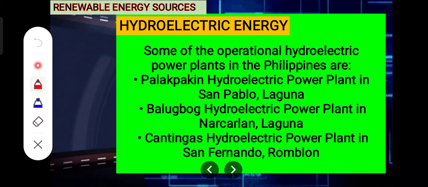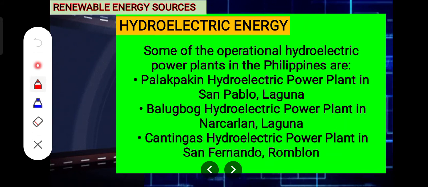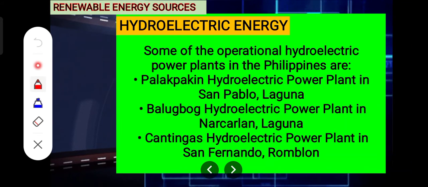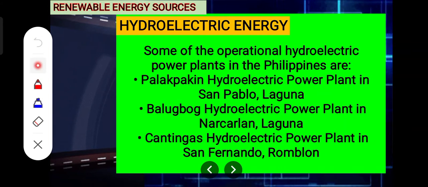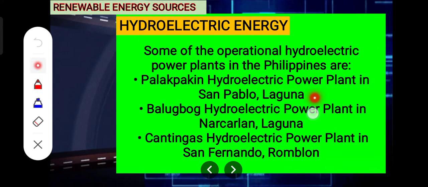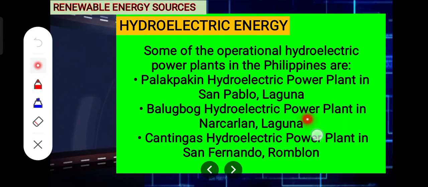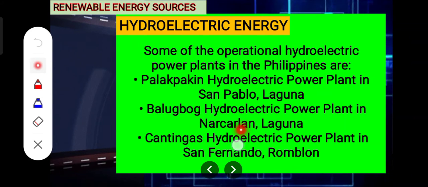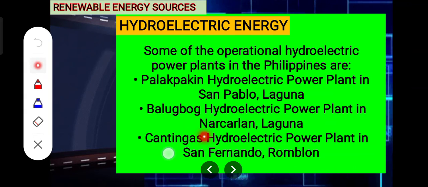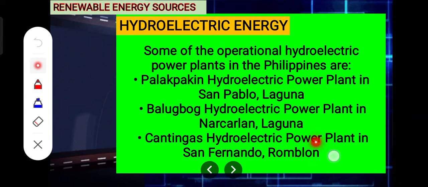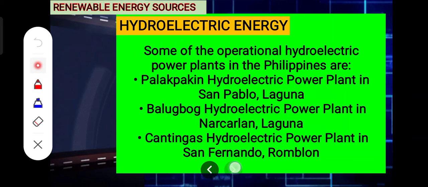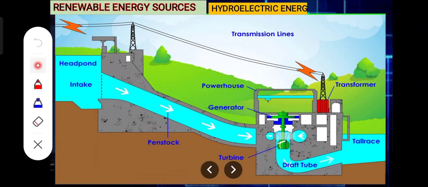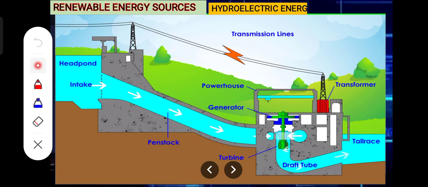Hydroelectric energy operational power plants in the Philippines are, we have here the Palakpakin Hydroelectric Power Plant in San Pablo, Laguna, Botocan Power Plant in Nagcarlan, Laguna, and Katingas Hydroelectric Power Plant in San Fernando, Romblon. So, again, this one is the hydroelectric energy.